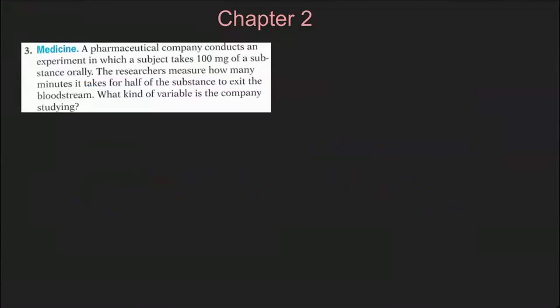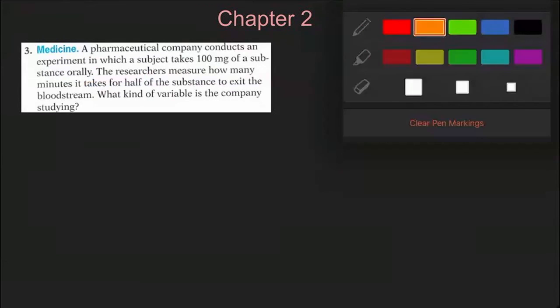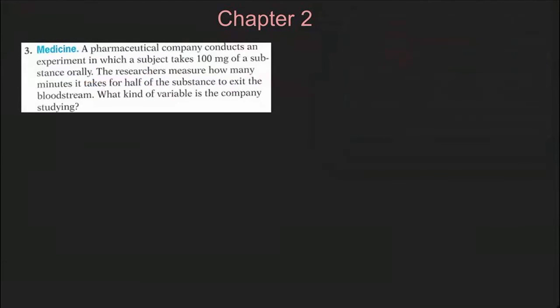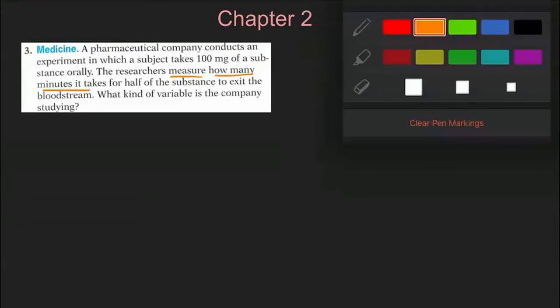A pharmaceutical company conducts an experiment in which the subject takes 100 milligrams of a substance orally. The researchers measure how many minutes it takes for half of the substance to exit the bloodstream. What kind of variable is the company studying? So what is the thing they're collecting information on? It says they measure, what are they measuring? How many minutes it takes for something to happen. So they're measuring a number of minutes.